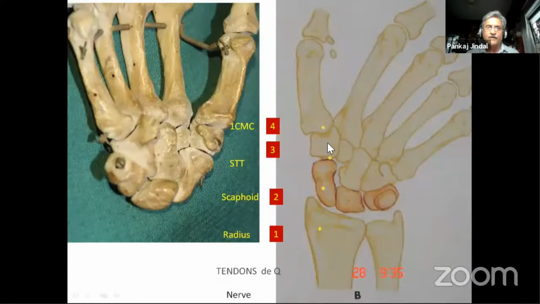Now, what can go wrong on the radial side here? It can be involvement of the nerve. It can be involvement of the tendon, like de Quervain's disease. It can be a problem with the radius. It can be a problem with the scaphoid.